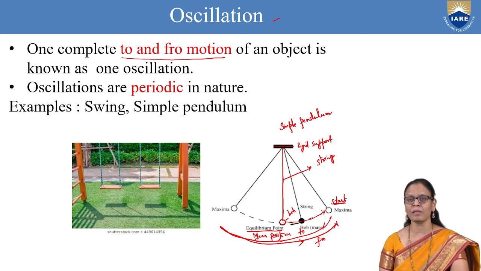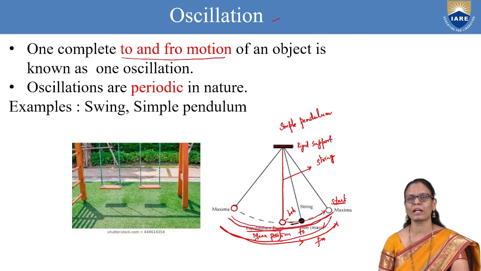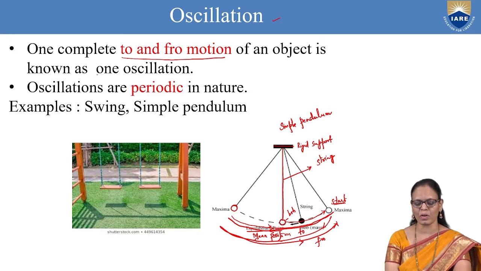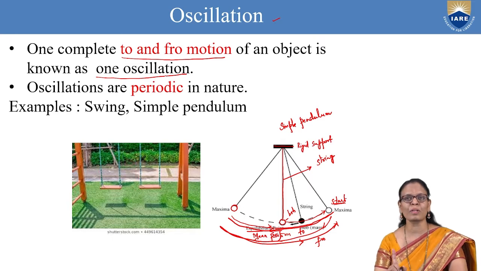So the same thing applies when the object is taken to the other extreme. Suppose I bring it here and leave. So the object will start from here, it will move to the other end and again come back. This will become one oscillation. So this is to and this is fro. So one to and fro motion is called one oscillation, because whenever we are talking in simple harmonic motion, we'll be talking about one complete oscillation.